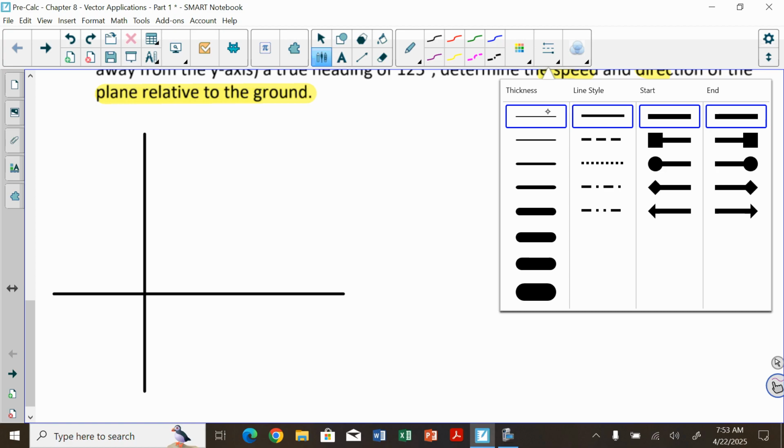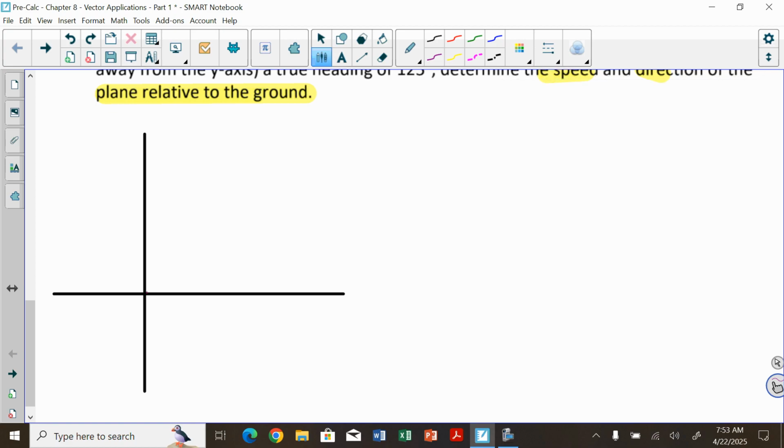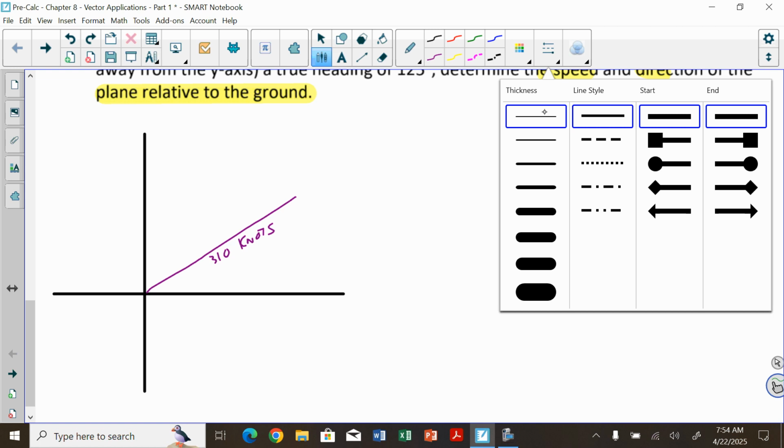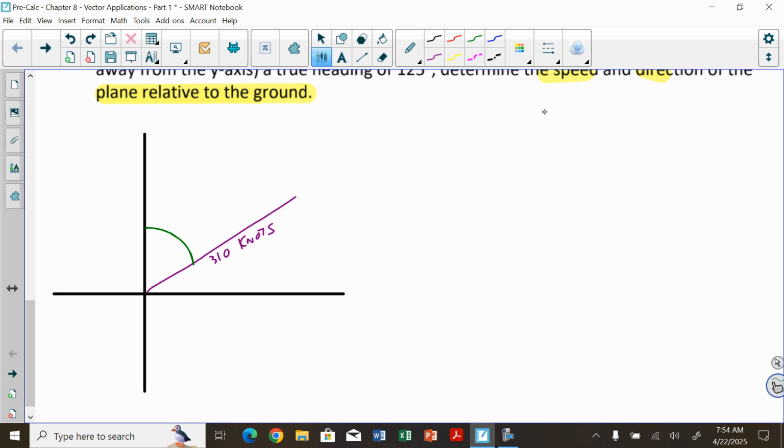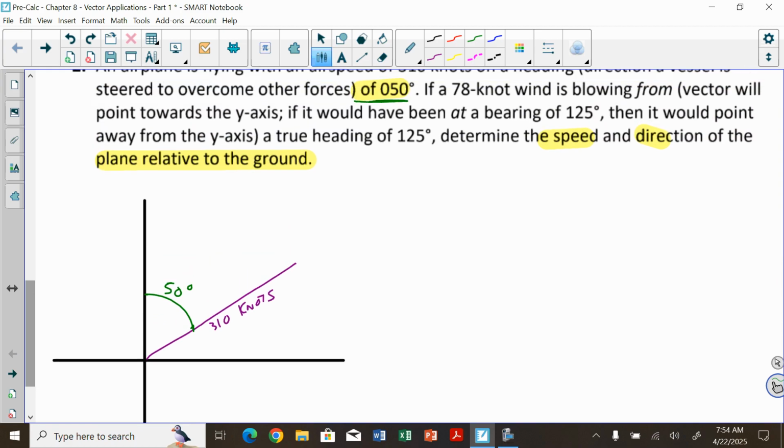We're assuming that's from the north, so we're going to go from here and out this direction. And this is, say, 310 knots, that's what we looked at. Just remembering, drawing this in here, this is an angle from here of 50 degrees. That right there is a 50-degree angle because that's what the heading told us.